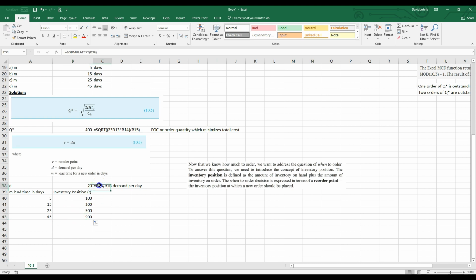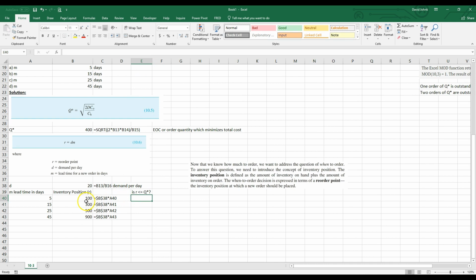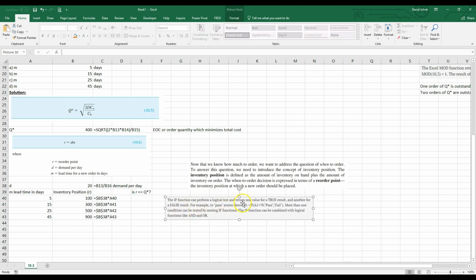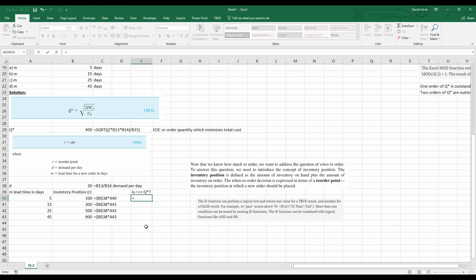Okay, so let me put this equation in here. All right, so now we want to say, is R less than or equal to Q star? Okay. So we want to know, is this number less than this? Now we could say it manually, but I like to use Excel to figure it out, and we're going to use an IF function. An IF function is something that performs a logical test and returns one value if it's true, another if it's false. I'm going to show you how that works. So I'm going to say equals IF.